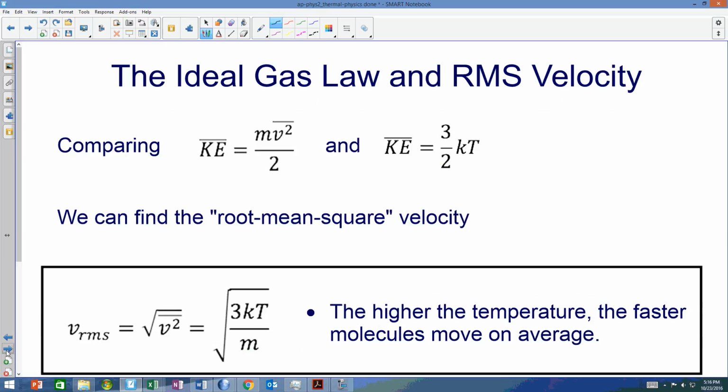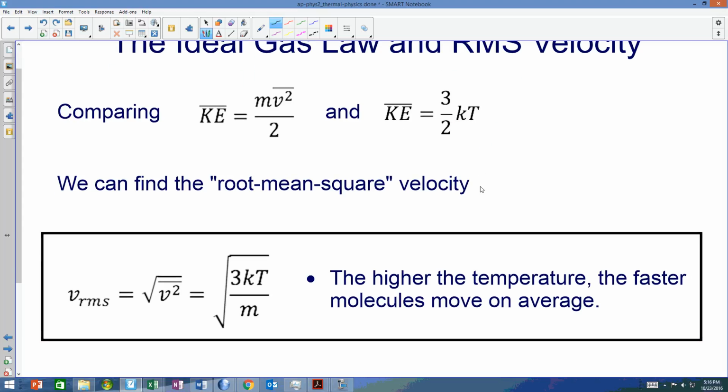Now, comparing 1/2 mv squared and 3/2 kT, we can then solve for the square root of the average of v squared. We call that the RMS velocity, or the RMS speed, which means root mean square. It means you're taking the square root of the average of v squared. And if we take the square root of both sides, we end up with the square root of 3kT over m. The higher the temperature, the faster the molecules move on average.